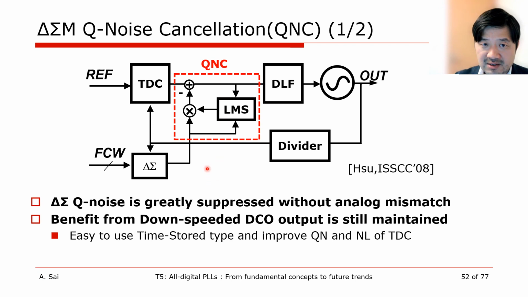This slide displays the divider-based digital PLL with a quantization noise cancellation circuit, which is completely digital in its implementation. The goal of this circuit is to remove the quantization noise introduced by the switching action of the divider. The benefits from the down-scaled DCO output, such as the easy-to-use time-stored type, and the improved quantization noise and non-linearity of the TDC are still maintained.